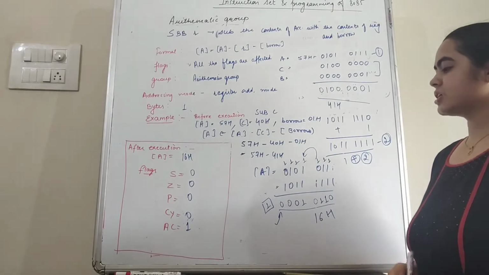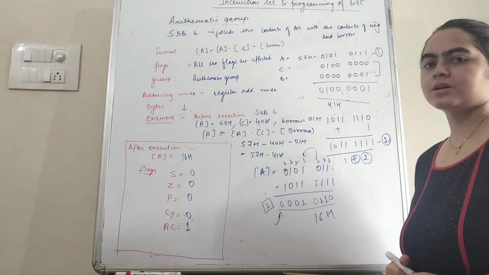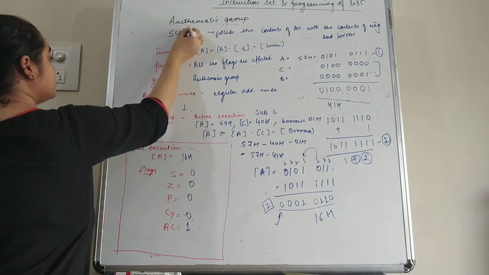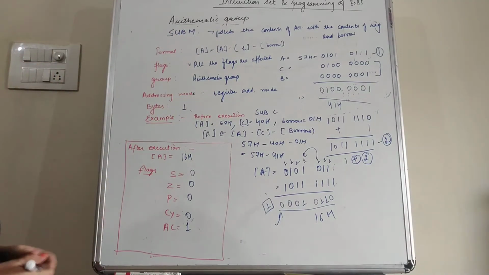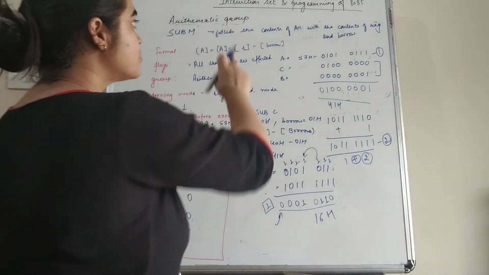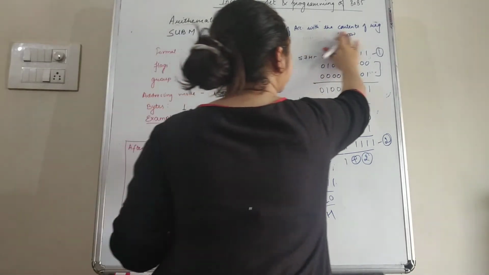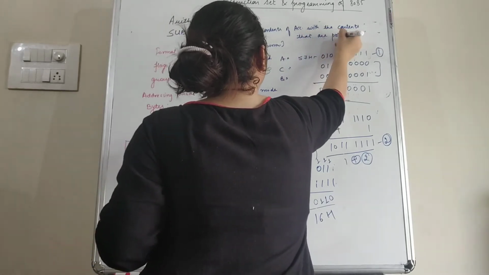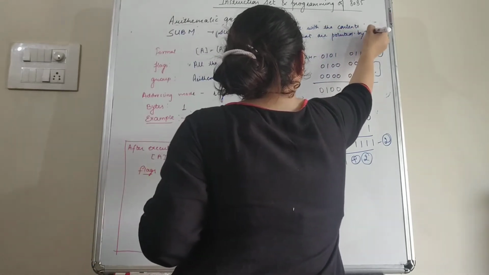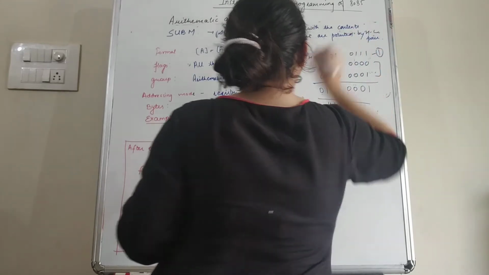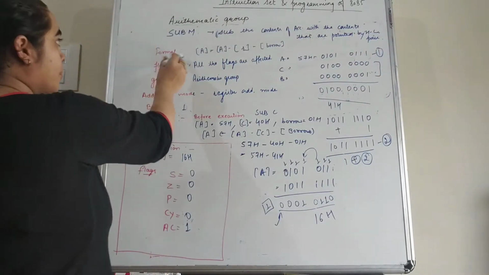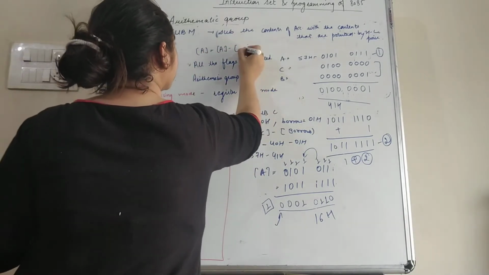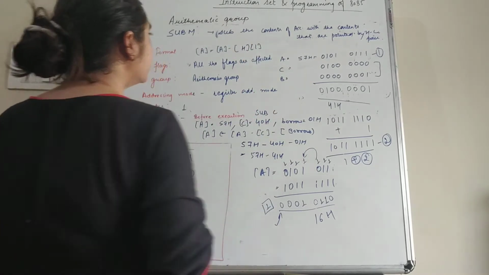So this is the result after the execution of the instruction SBB R. The next instruction that is related to subtraction is SUB M. So SUB M means we can subtract the contents that are pointed to by the HL pair from the contents of the accumulator. Now the format of this instruction is SUB M.